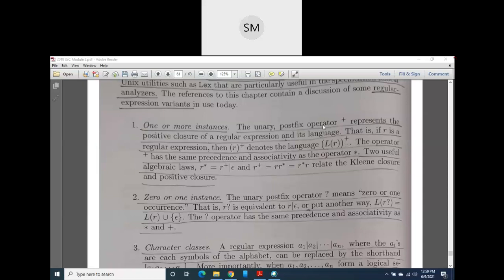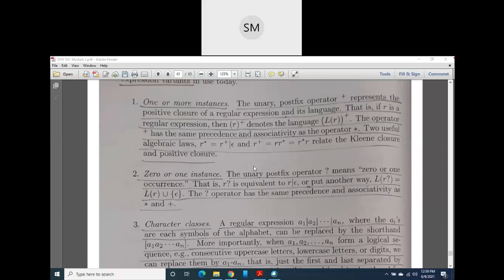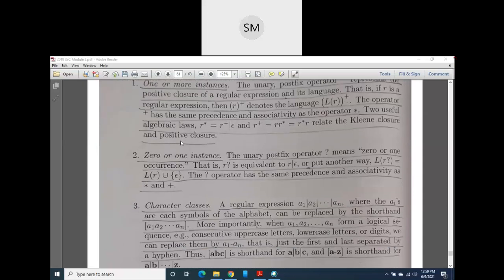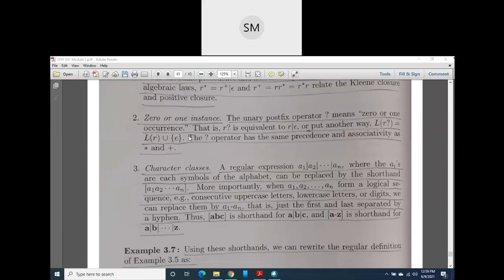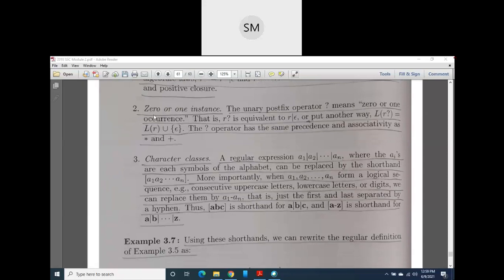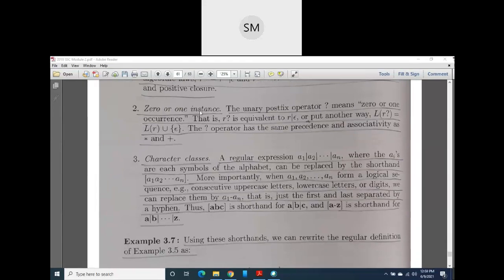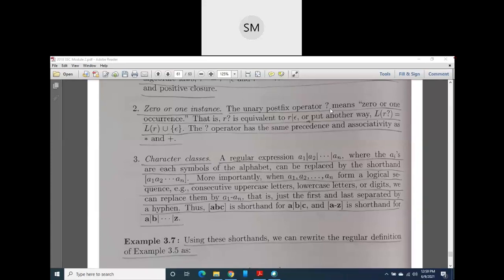Okay. Then this plus is usually called the positive closure. Remember it: star is called the Kleene closure and plus is the positive closure. The next symbol is for 0 or 1. For 0 or 1, as I already told you, we should use the operator question mark. 0 or 1: question mark.